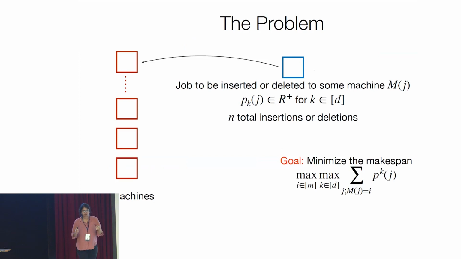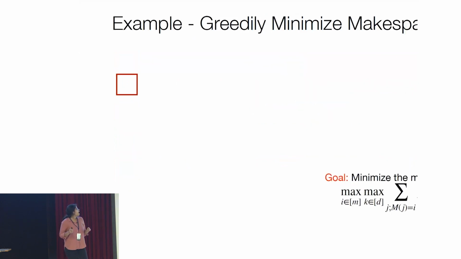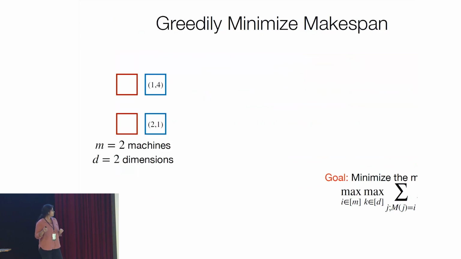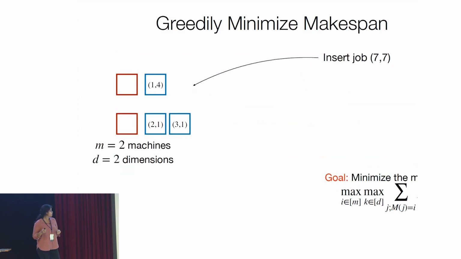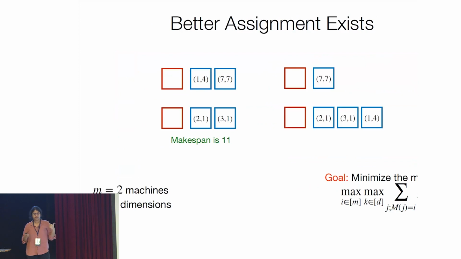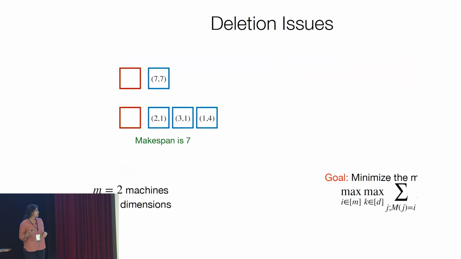Let's run through a quick example because the setting is slightly different than what we've seen till now. I'm just going to run this greedily, minimizing the makespan, and see what happens. I'm only going to consider two machines and two dimensions, and I'm just going to try and insert this job. It goes somewhere, it doesn't matter. The next job goes into the next machine, and this job goes into some other machine, and let's just keep doing this. So if I greedily try to minimize the makespan, this is what happens. It's not hard to see that you can definitely do better in this setting, because there is another assignment where the makespan is just 7, but when we run the greedy algorithm, the makespan was 11. And as we said, deletions can happen here.